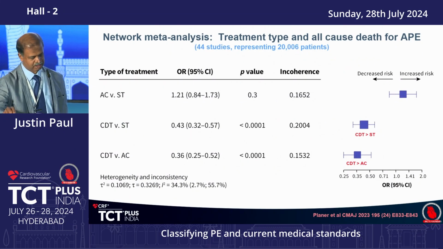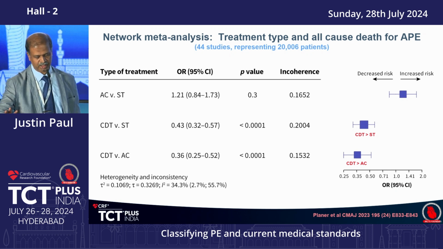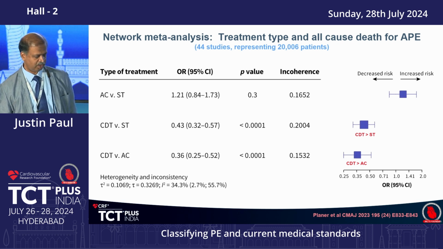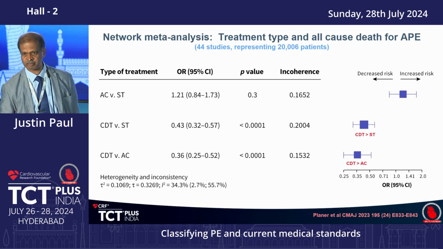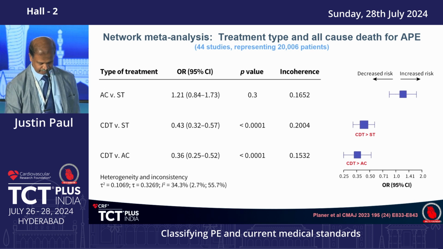I will not go into them, but I will show you a meta-analysis. This was published last year, of 44 studies, 20,000 patients with catheter-directed thrombolytic therapy for intermediate risk pulmonary embolism. As you can see in the second row, catheter-directed thrombolytic therapy versus systemic thrombolysis, the efficacy in terms of death reduction was much better with catheter-directed therapy. And it was better than anticoagulation alone.